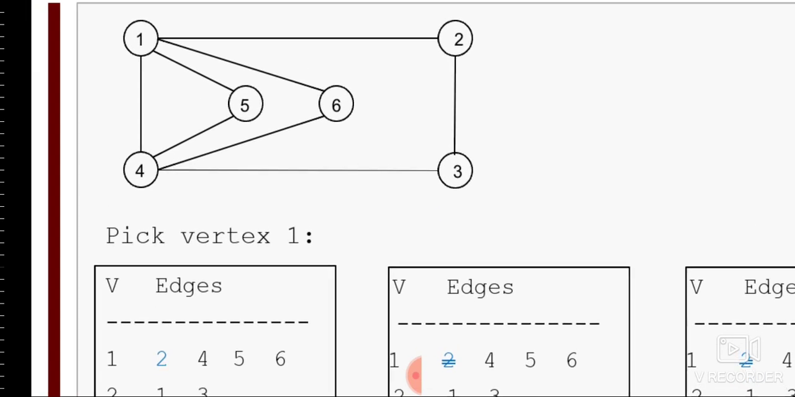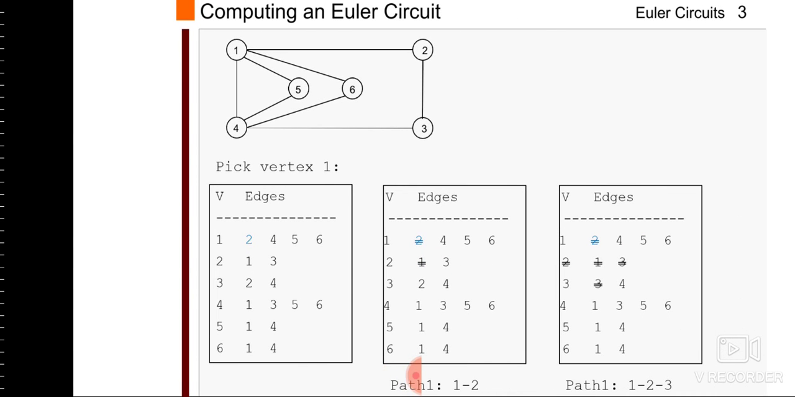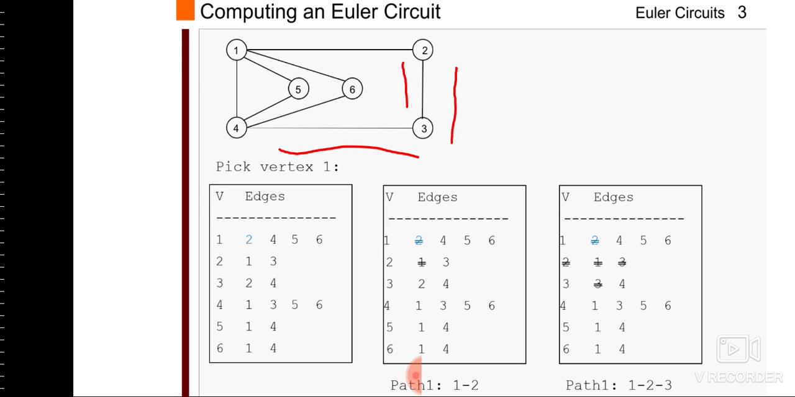So this is the given graph. First you draw the adjacency matrix. That is, from vertex 1, we have edges to the vertices 2, 4, 5, 6. And from vertex 2, we have an edge to 3. Similarly, we have an edge to 1. And from vertex 3, you have an edge to 4, and we have an edge to 2. Like that, you fill the adjacency matrix.